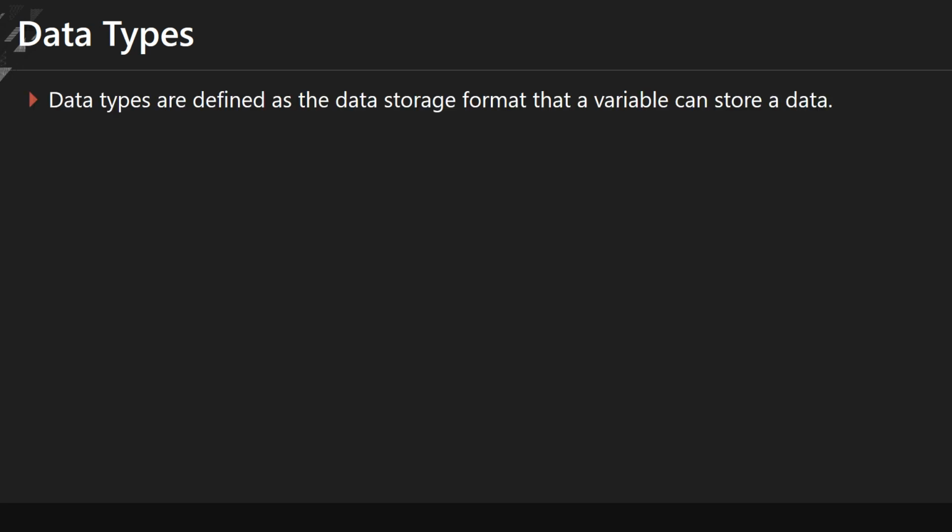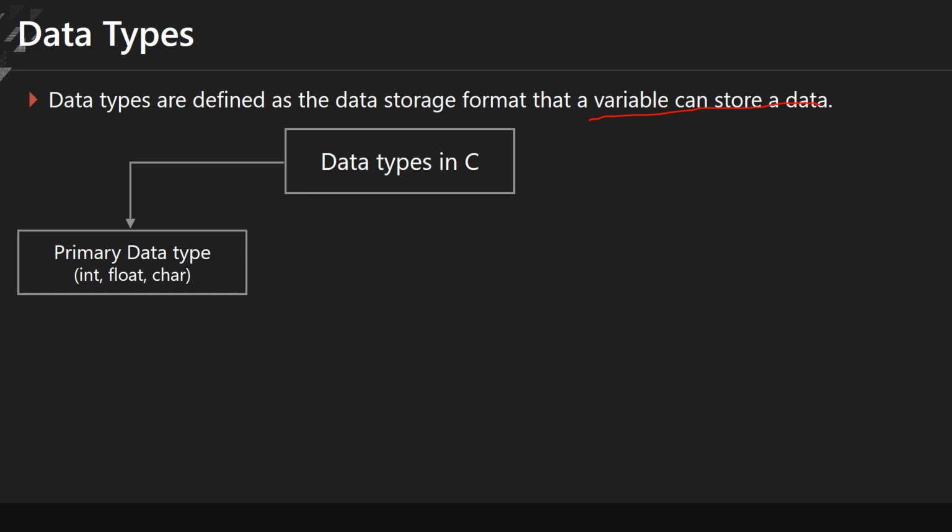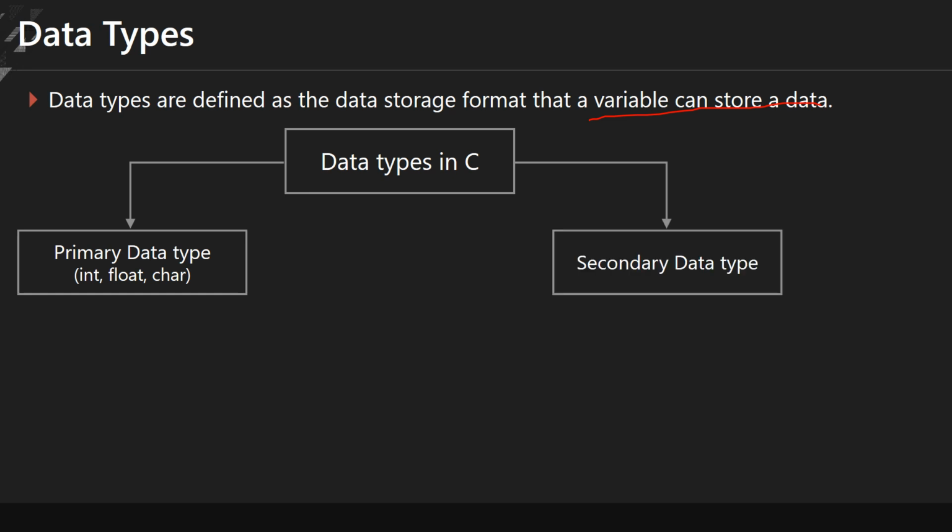So before jumping to the structure of the C program, let us understand data types of C. Data types is a kind of storage format. You can store a value in a variable, right? So let us see some of the types of data types in C. The first and foremost is the fundamental data types, called primary data types. In this we have int, float, character, and the other kind of data type in C is secondary data types.